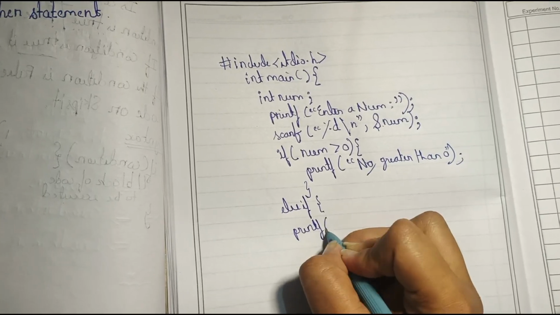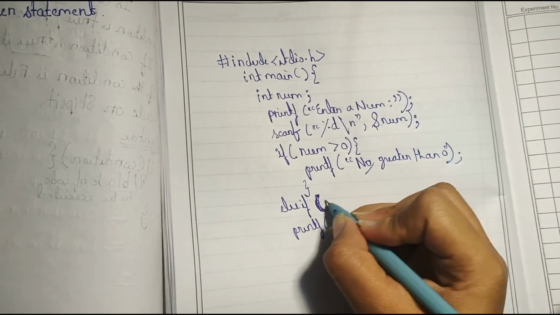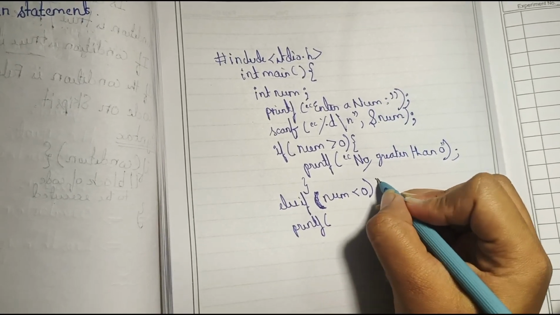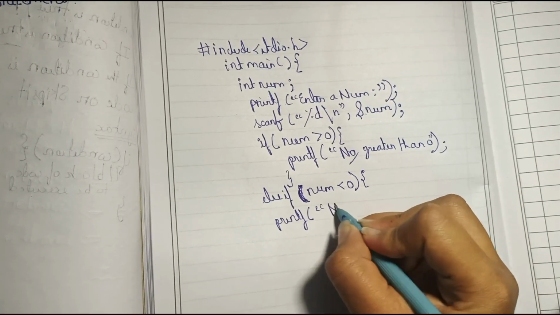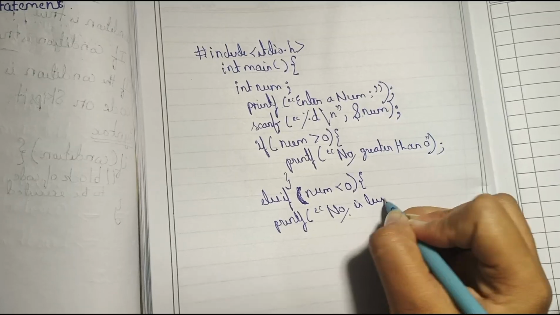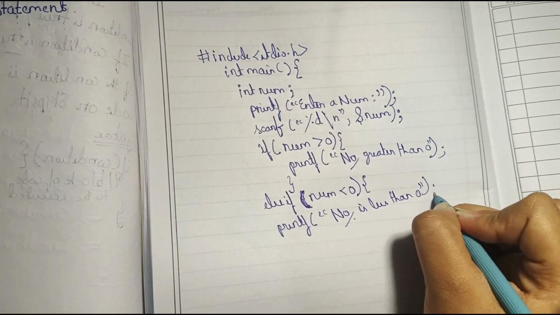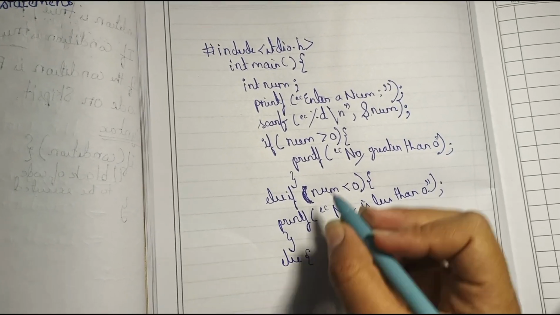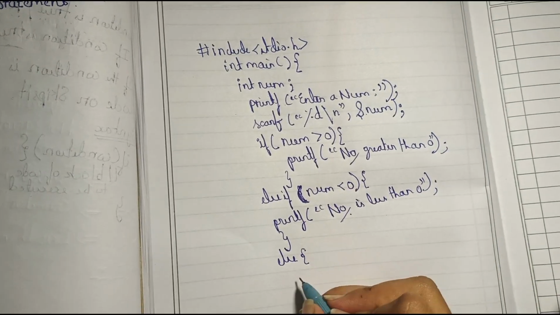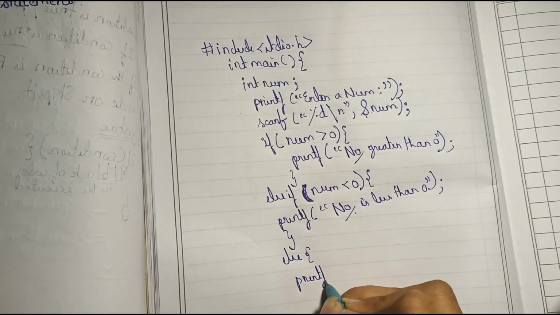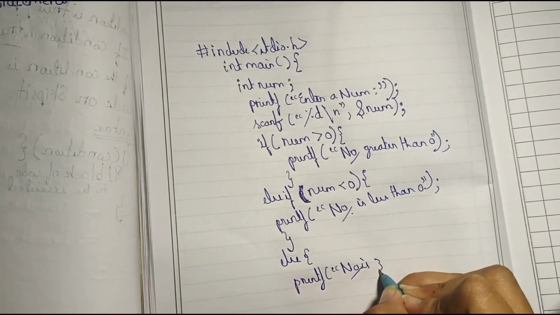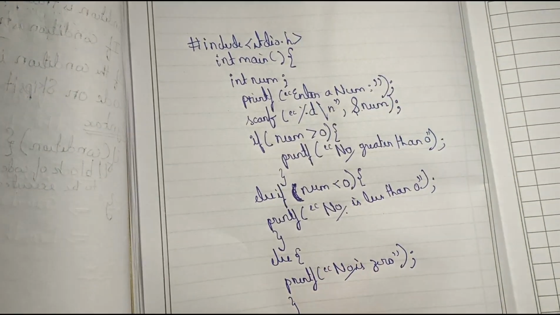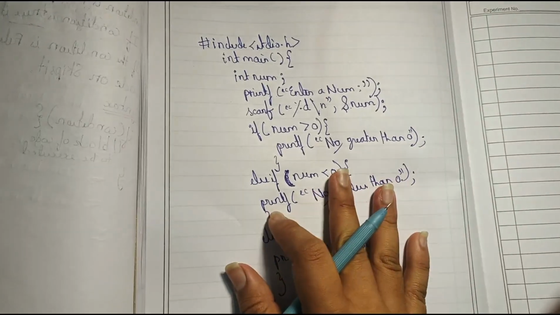Sorry, we have to write the condition for else if also. If number is less than 0, you can write printf, the number is less than 0, then close the curly braces, then the else statement. Else, if these two conditions are wrong, then you can write else printf, the number is 0. Okay, close the curly braces and close the curly braces of this also. Okay, this is the program, a simple program.